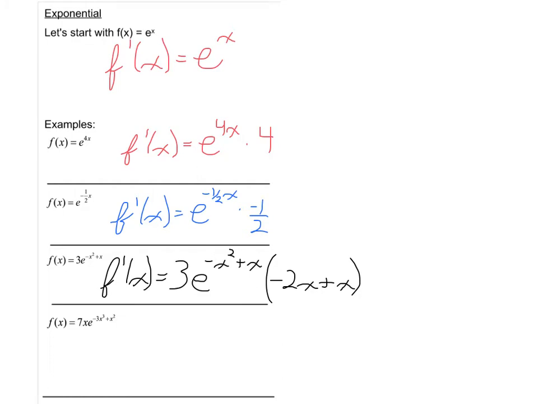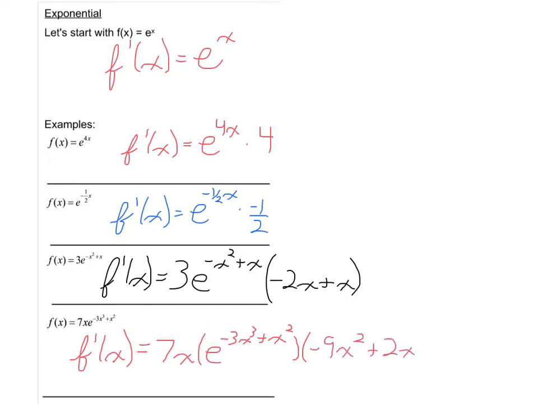And then here I have 7x times e to the negative 3x cubed plus x squared. I'm going to need to use my product rule on this, which is first times the derivative of the second, which is going to be e to that power, times the derivative of that power, then plus second, e to the negative 3x cubed plus x squared, times the derivative of the first part, which is 7.